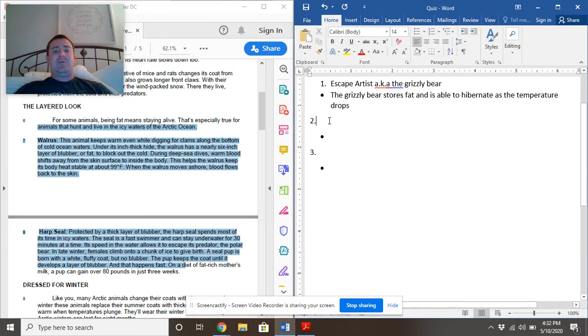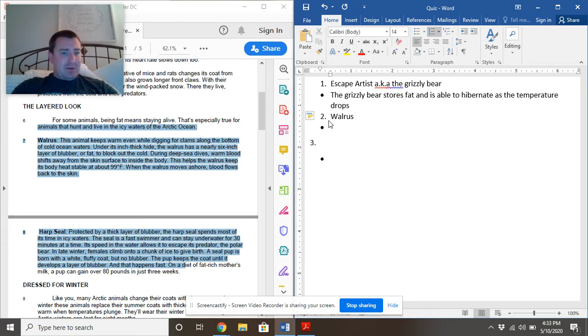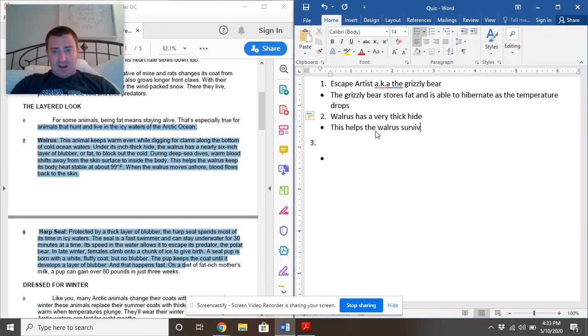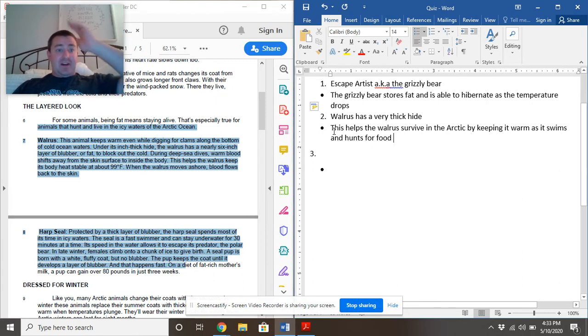Okay, so if you need more time, go ahead and take more time. I'm going to write about the walrus here. So I'm going to write walrus in my box and bullet plan. And I'm going to write about the walrus has a very thick hide. And then I'm going to expand on why that helped it survive. This helps the walrus survive in the Arctic by keeping it warm as it, let's say, swims and hunts for food. So again, not a complete sentence, but expanding on that idea.